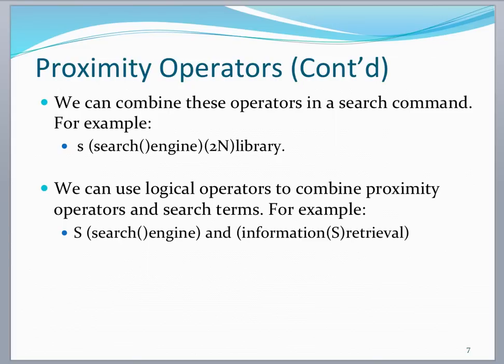We can combine these operators in a search command. For example, search, engine, and to-end library. We can use logical operators to combine proximity operators and search terms. So we can use Boolean logic and we can use proximity operators, okay? And this again will yield a high precision search. One example would be search engine and information retrieval, okay?